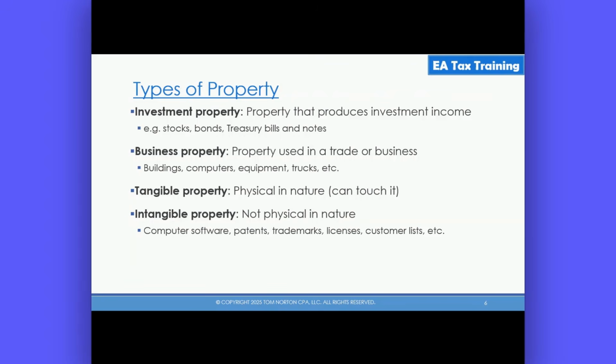So for example, if you have a computer, that is physical in nature. So the computer itself is tangible property. But then if you install software on that computer, the software would be considered intangible property. So that's one example of the difference.